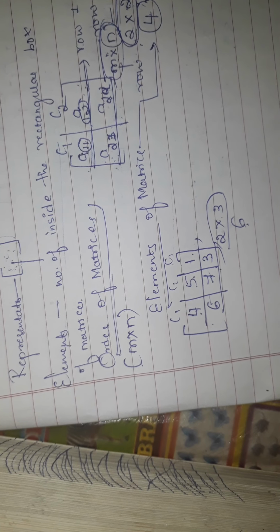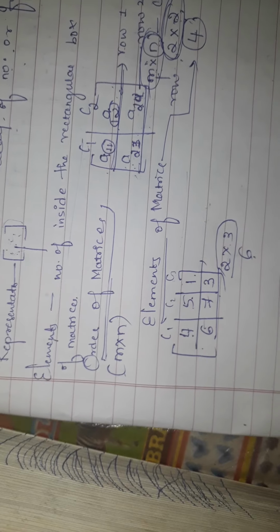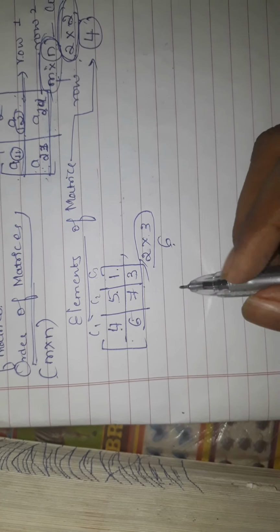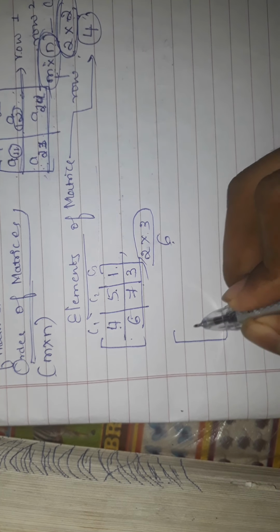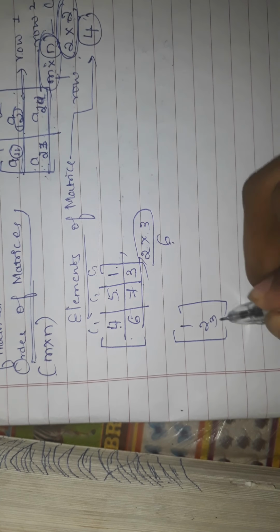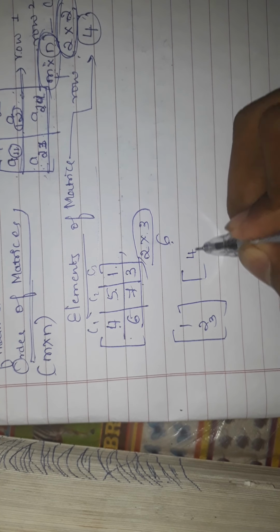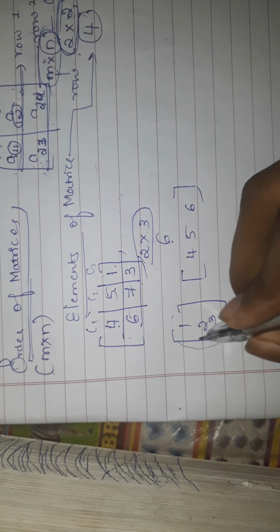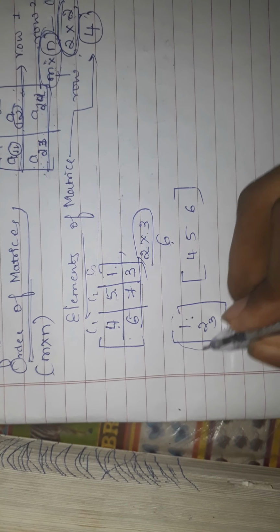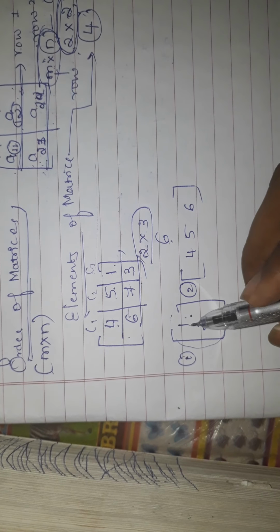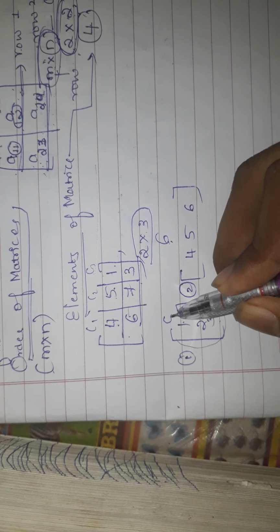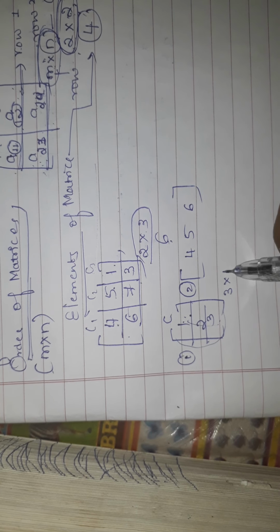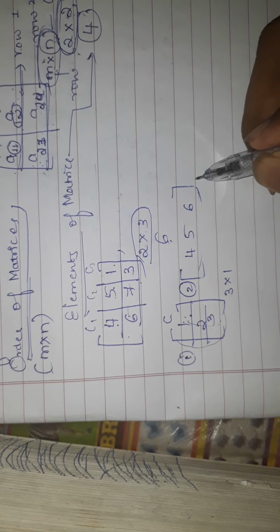So today I will only tell about finding the order of the matrices and the elements of the matrices. We will take some more examples. So if I take 1 2 3 and 4 5 6, what is the order of this matrix? This is the first question, this is the second question. The first one has only one column and 3 rows, so it will be 3 into 1, and for the second it will be 1 into 3.